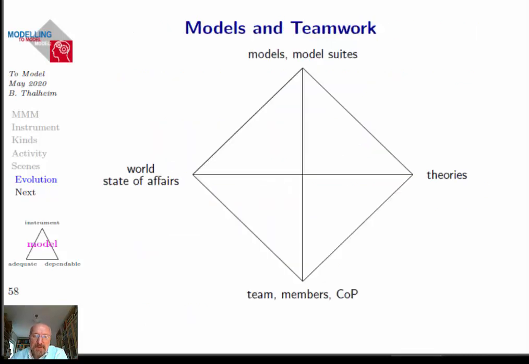As a last remark, modeling is typically a teamwork. A team typically has a different view on the state of affairs, on the world. A team consists of members who are typically within our community of practice, and the team uses very different theories. That means we need some kind of negotiation and agreement within a team, to enforce and to use.